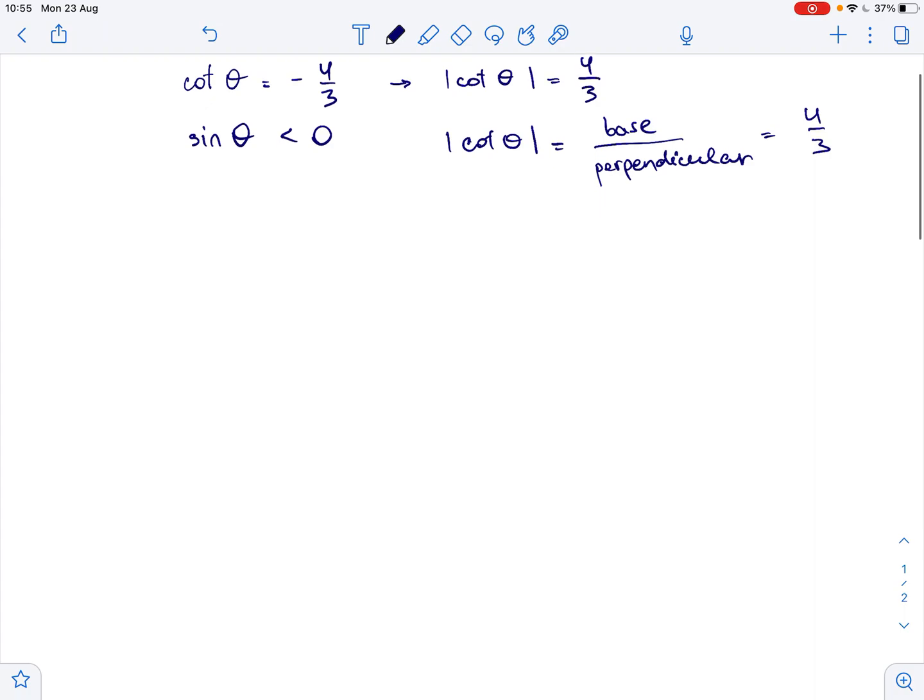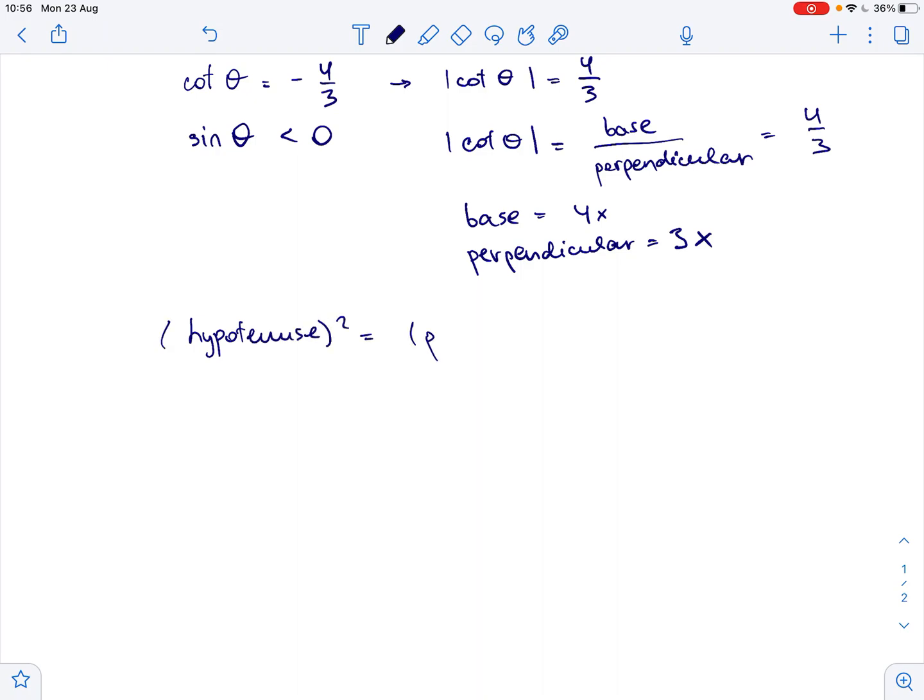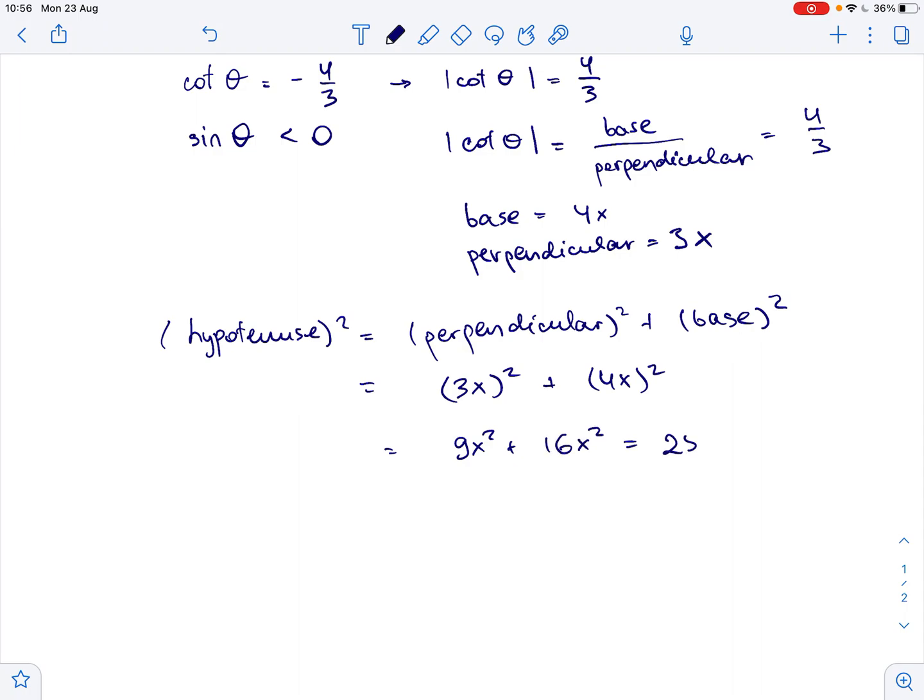Then we can assume that base equals 4x and perpendicular equals 3x. As we know, hypotenuse squared equals perpendicular squared plus base squared. So here we get that this equals 3x squared plus 4x squared. This equals 9x squared plus 16x squared. So it equals 25x squared. In this case, hypotenuse equals 5x.